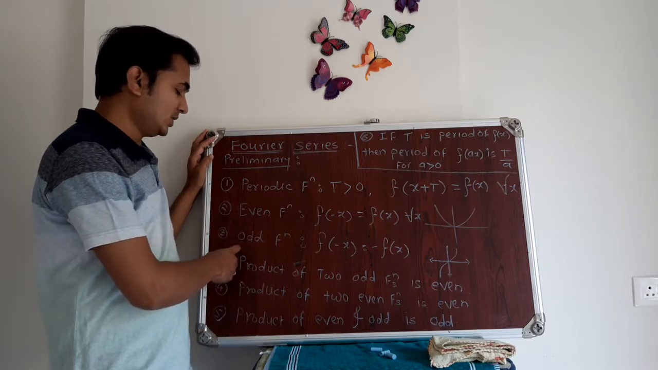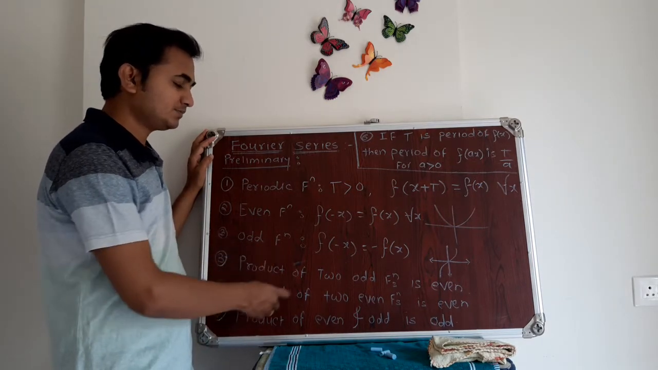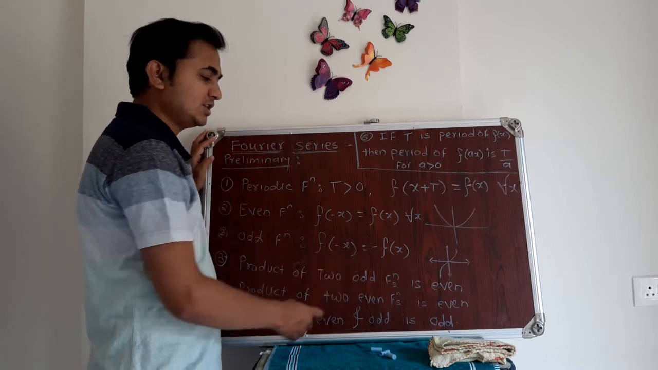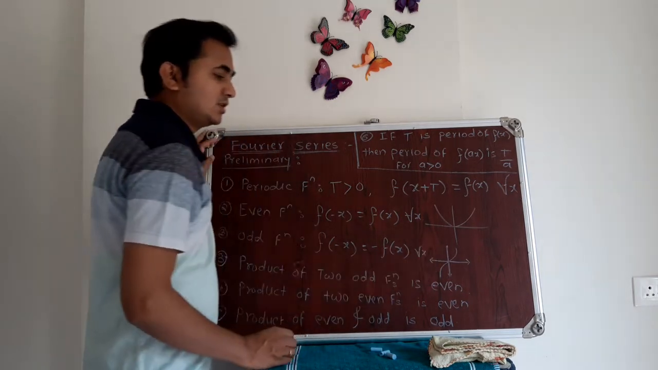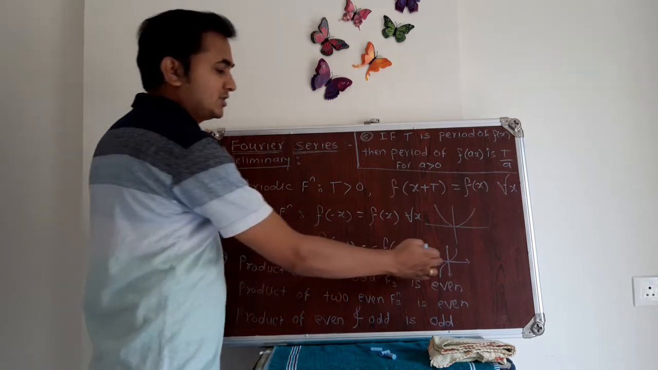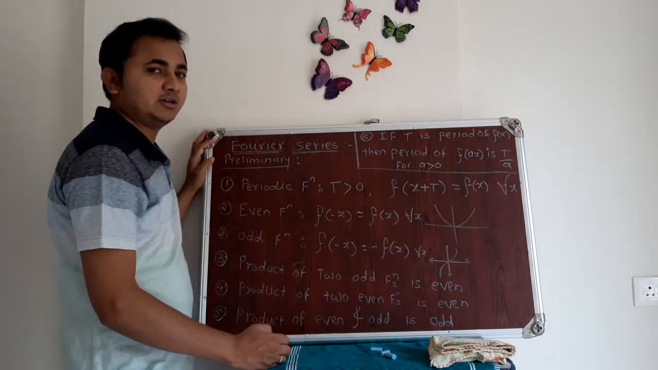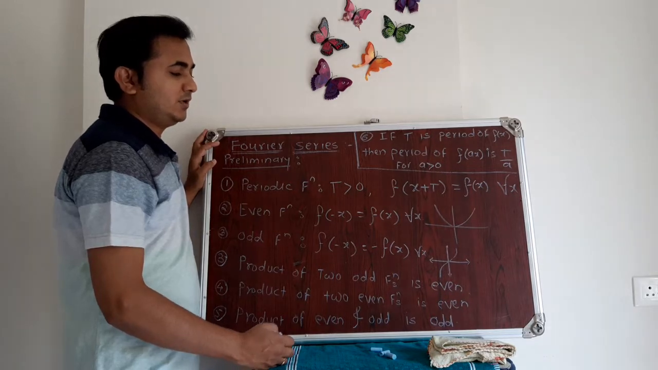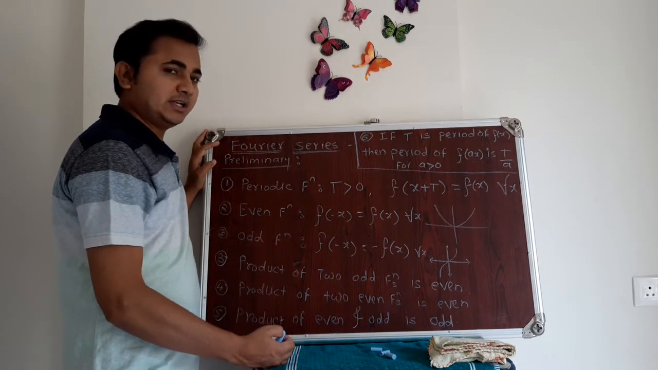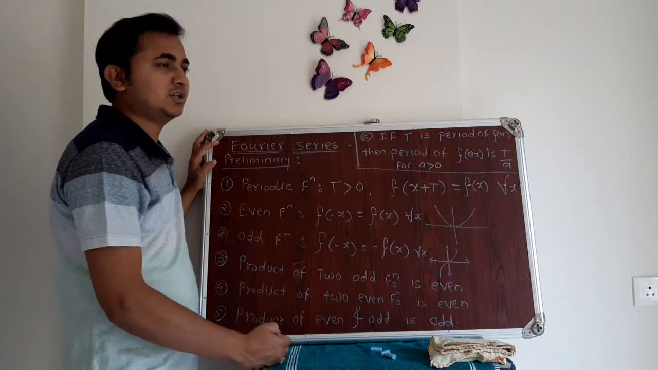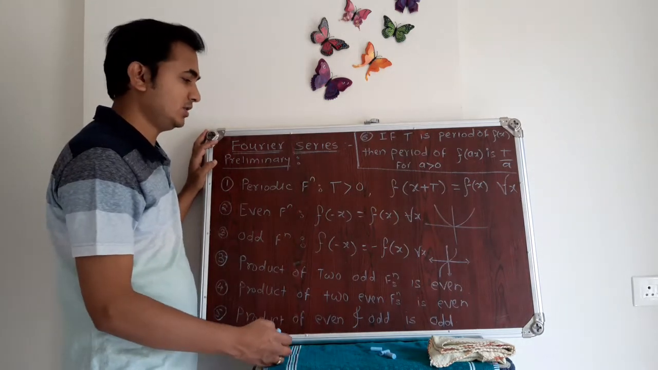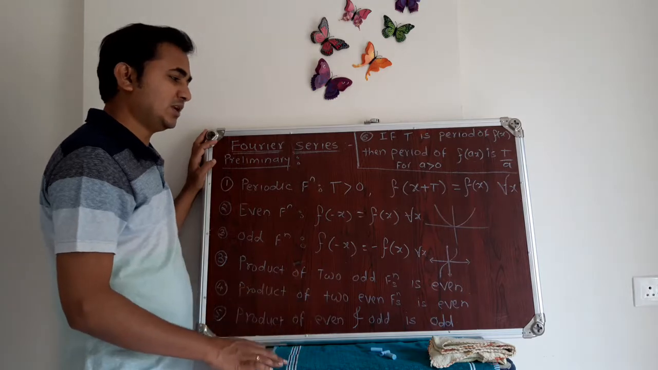Then third is the odd function. So f of minus x is minus f of x, and this is true for all x. So in this case, the graph is symmetric about opposite quadrants. For example, you can take x cube or sin x, and x cube into sin x, or x raised to 5, and so on. And their multiplication as well.